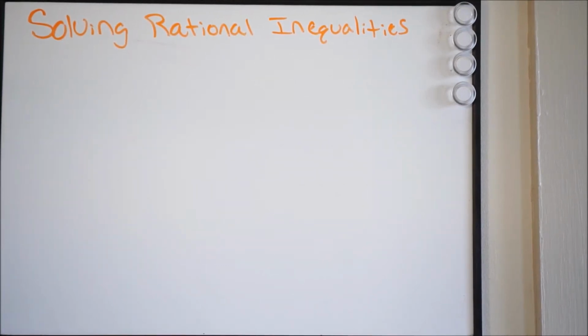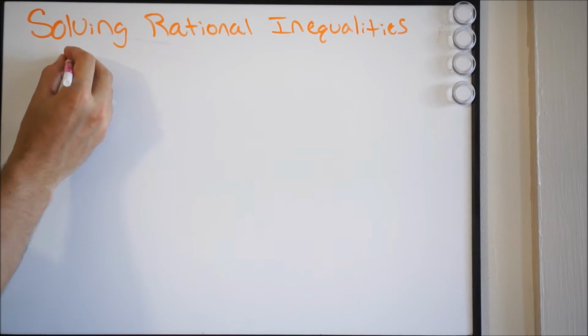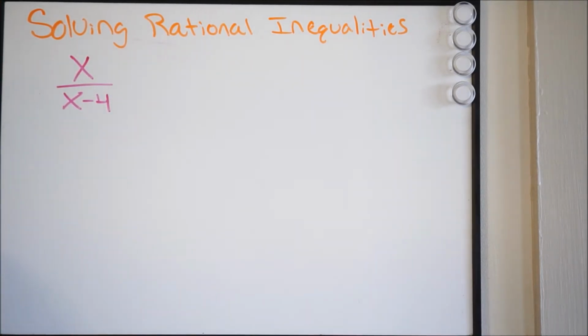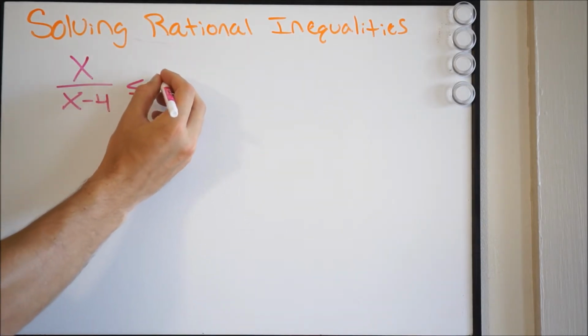Hey guys, today we're going to be talking about how we can go about solving rational inequalities. So let's take a look at the first problem we're going to do, and we have the following. We'll have x over x minus 4, and this will be less than or equal to 2.